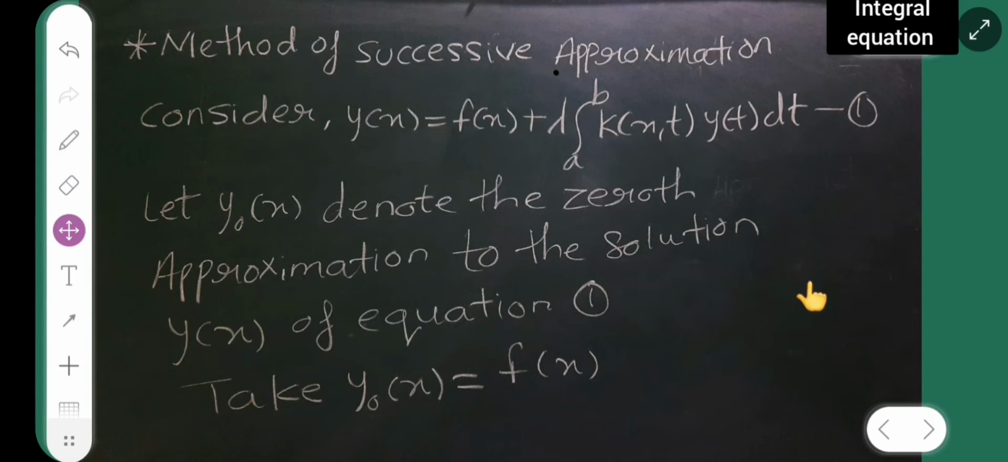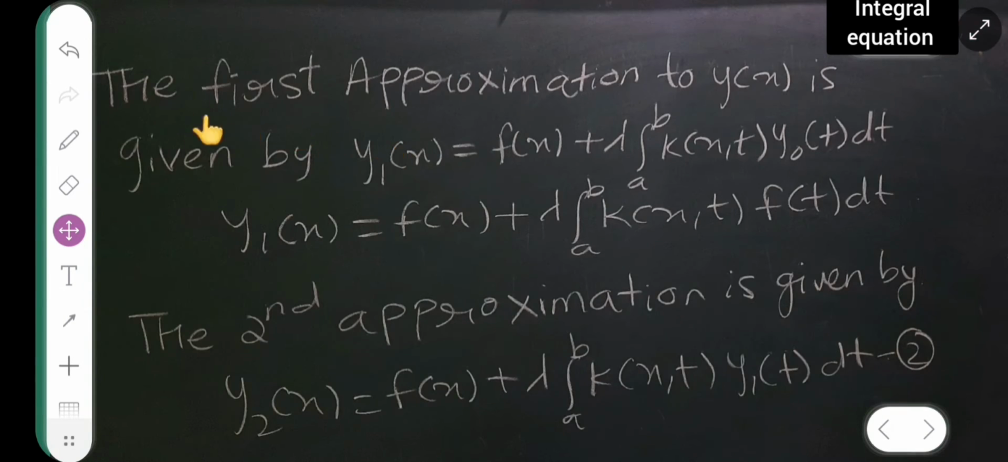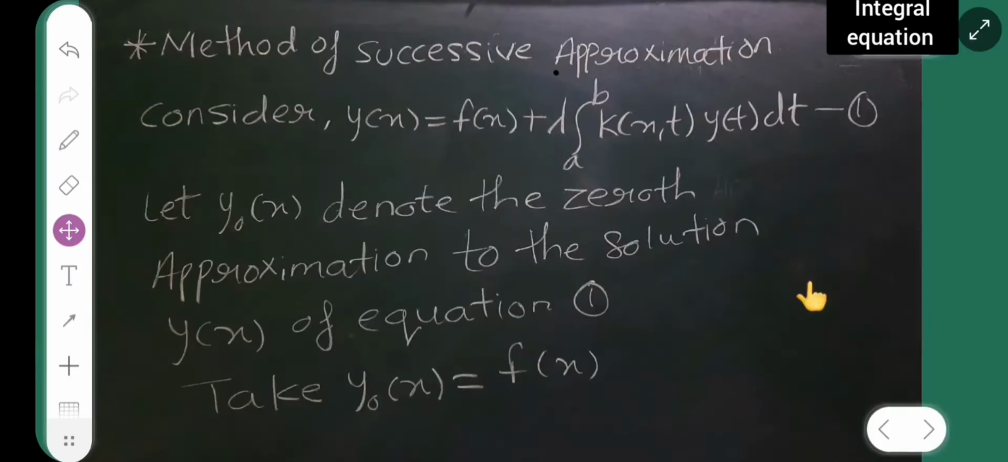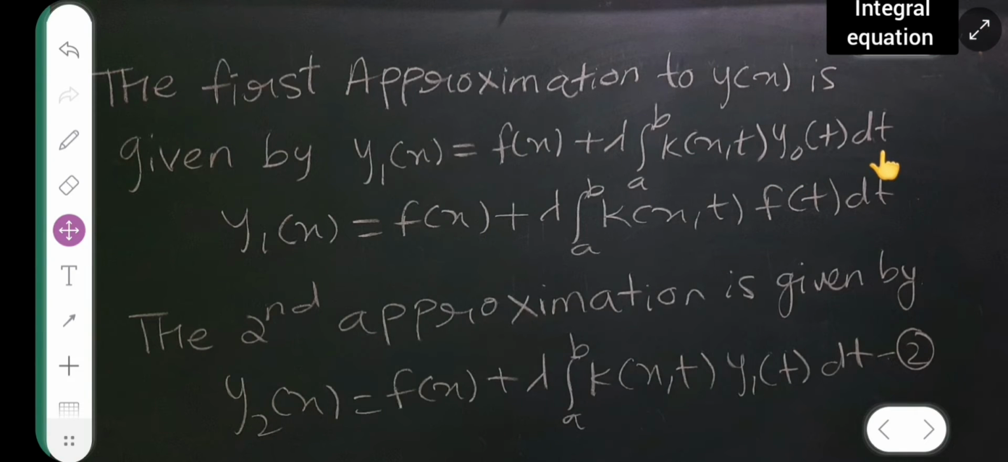Now the first approximation to y of x is given by y1 of x is equal to f of x plus lambda integral from a to b k of x comma t, and instead of y of t, here it will be y naught of t, dt. So y1 of x is equal to f of x plus lambda integral from a to b k of x comma t, and now what is my y naught of t?